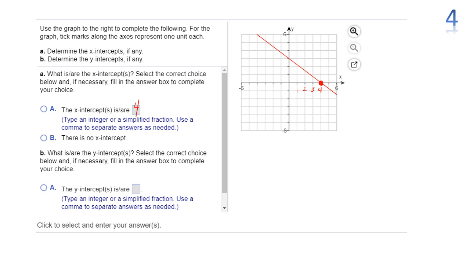Now you do not have to write that as an ordered pair because my math lab said to write it as an integer. Do the same thing with the y-axis. 1, 2, 3. This is at the value positive 3. So the y-intercept is 3.